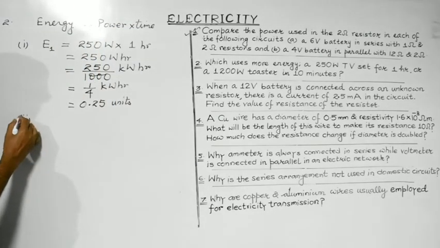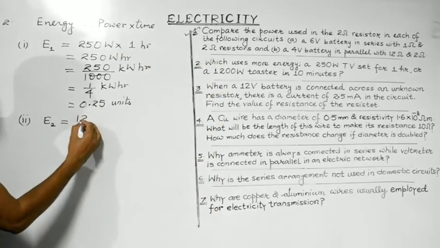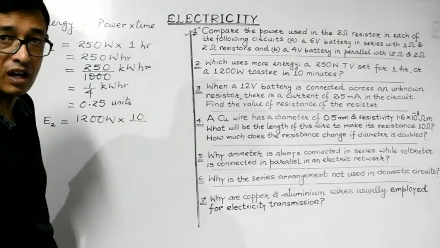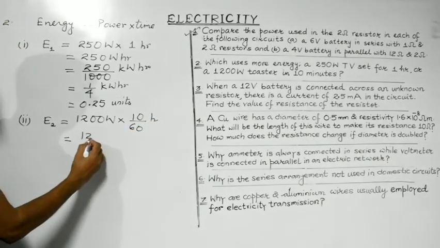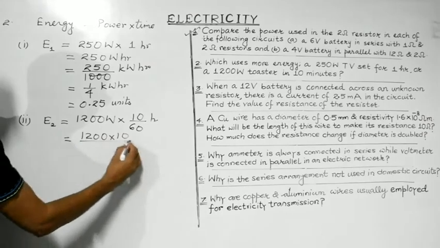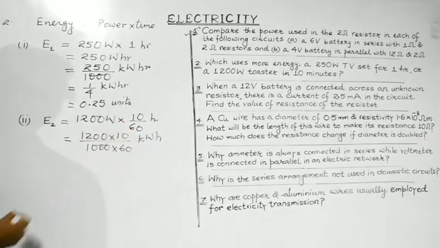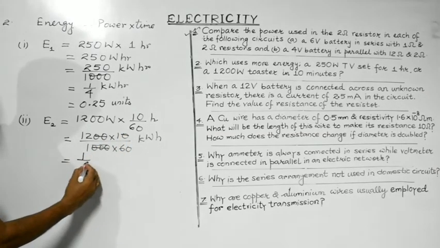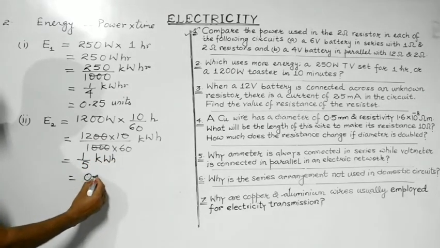Now let's consider the second case, the case of a toaster. Its power is given to be 1200 watt and it is used for 10 minutes. So it has to be converted to hour. 10 minutes is 10/60 hour. So that will give us 1200 into 10 divided by 1000 into 60 kilowatt hour. I have converted in kilowatt hour by dividing by 1000, isn't it? So what I get is 1/5 kilowatt hour or 0.2 units.